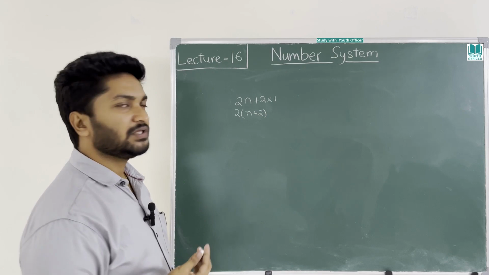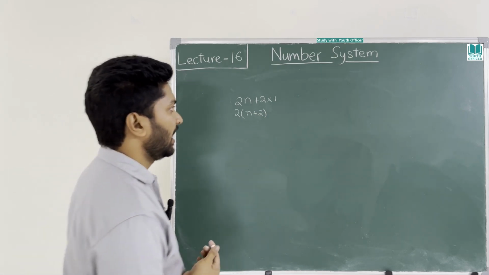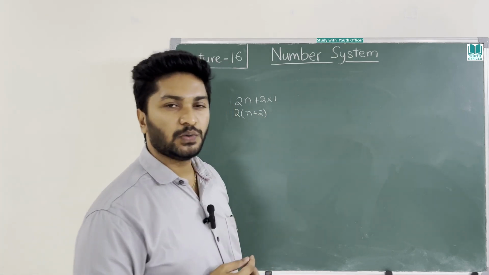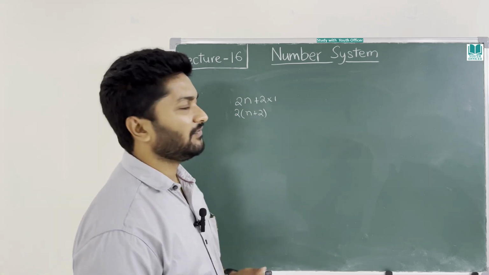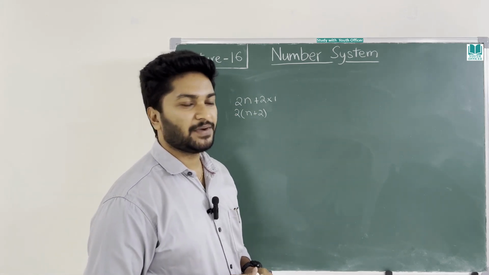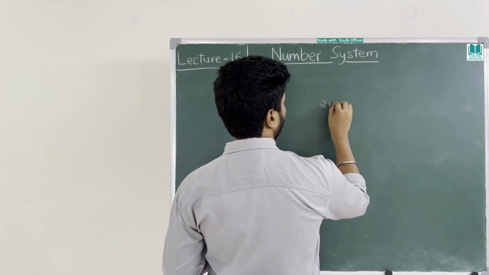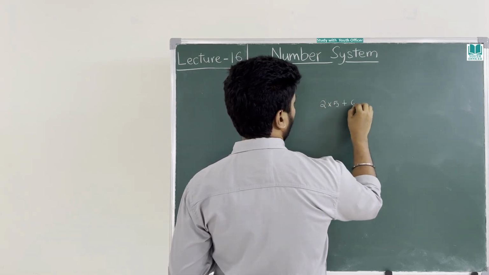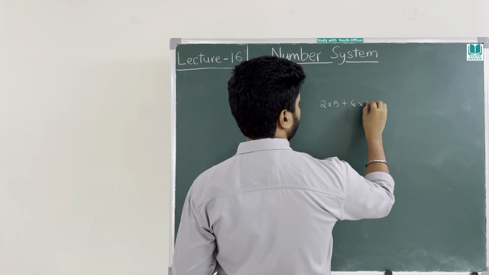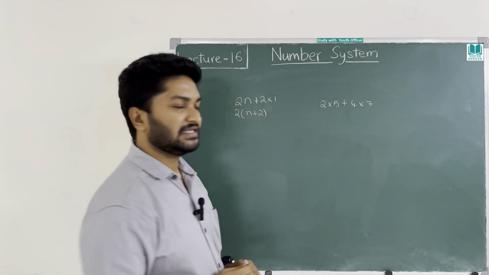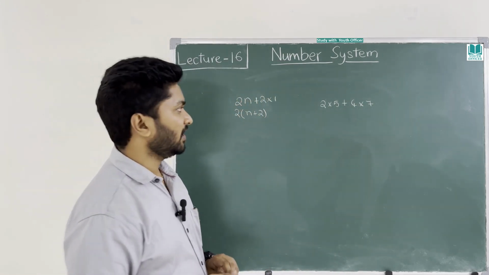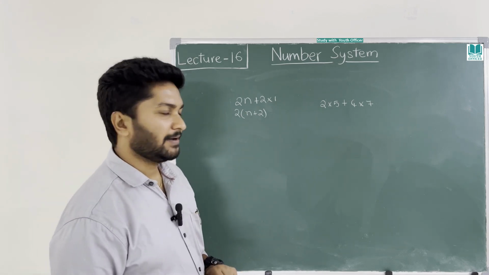Okay. How do you do these kind of things? I will take an example and I will teach you how to take commons. Taking common is a very, very important concept in mathematics. How do you take common? 2 into 5 plus 4 into 7. If there is any number like this, then you can take common.